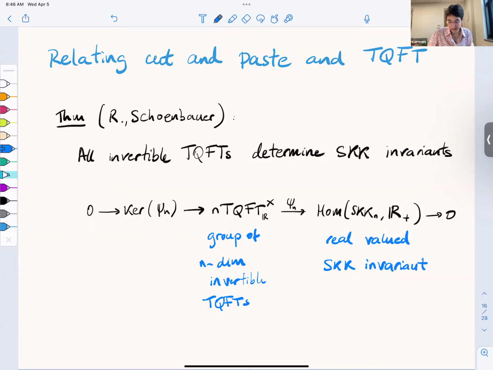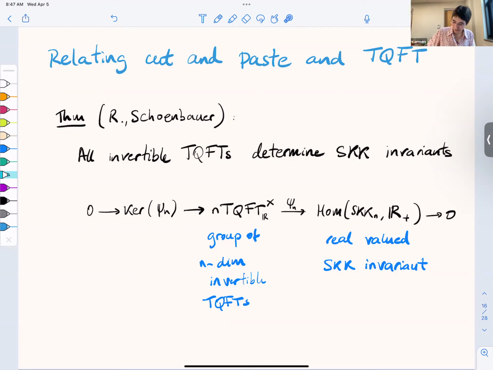The kernel is maybe not even worth, well, it's worth mentioning, but it's not a very complicated kernel. It is just any TQFT that will evaluate to a trivial SKK invariant. So it's what you could expect for the kernel: SKK invariants that are one in this case, because we are working multiplicatively. So anything that gets to be trivial when you get over here, then that's in your kernel. Okay, so this is the exact sequence. That's the punchline.